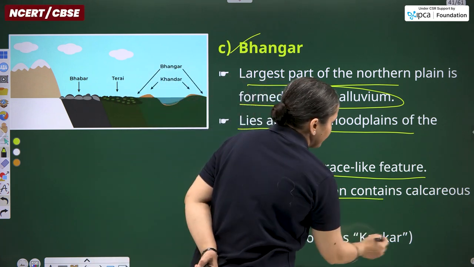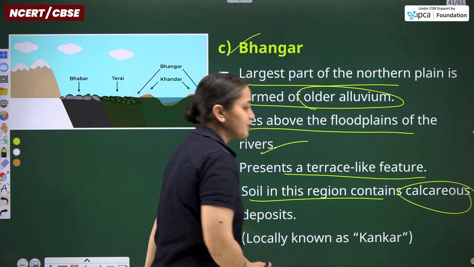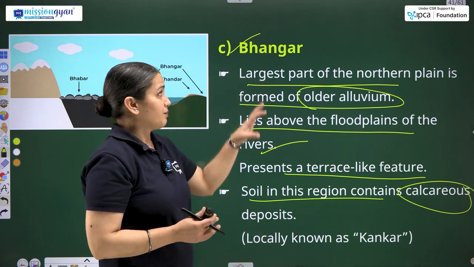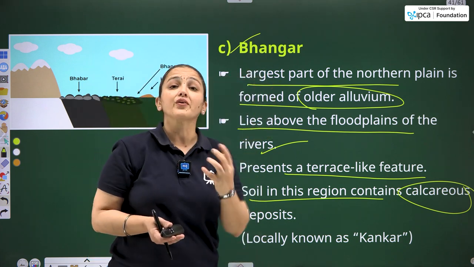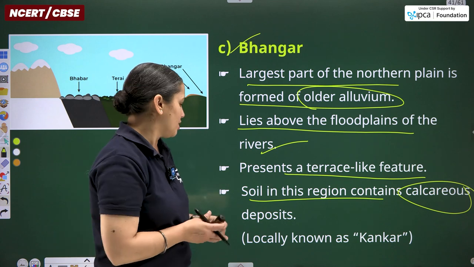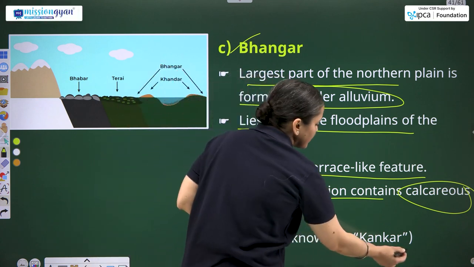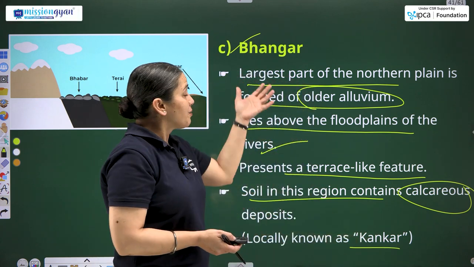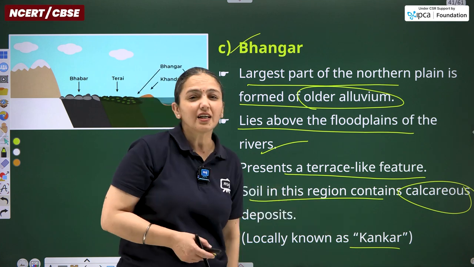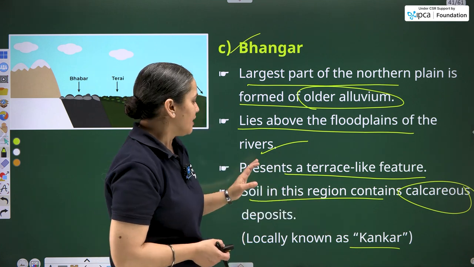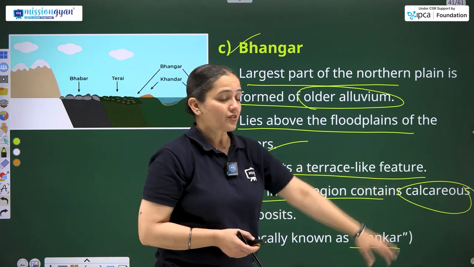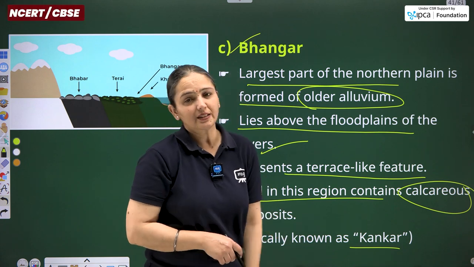Soil in this region contains calcareous material. Calcareous means the soil present in the Bhangar region is quite rich in calcium carbonate, locally known as Kankar also. So the other name of Bhangar is Kankar itself, but not entirely. The particular region that comprises calcium carbonate is to be considered as Kankar.